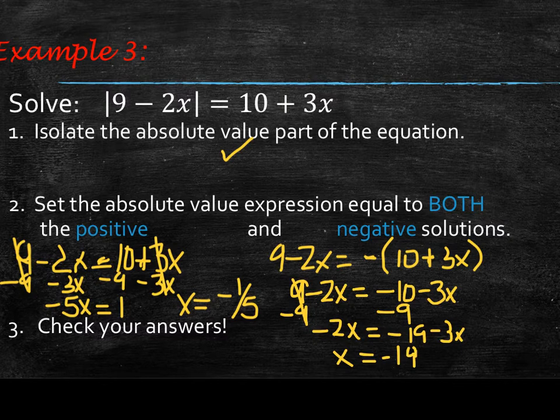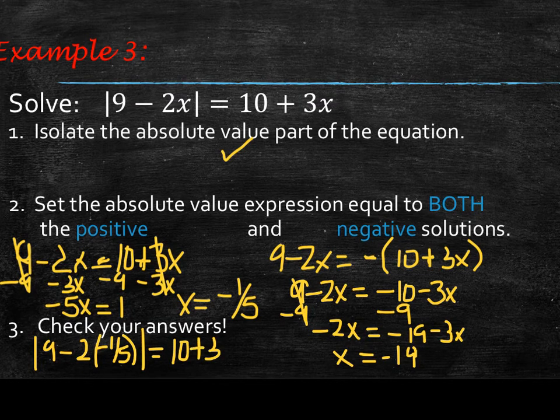Okay, here's where you will need to make sure that you check your answers. So we're going to plug in, let's see, the absolute value of 9 minus 2 times, first we're going to do a negative 1/5. And that equals 10 plus 3 times a negative 1/5. Okay, is that a true statement?